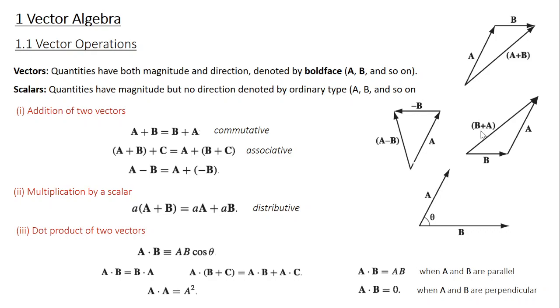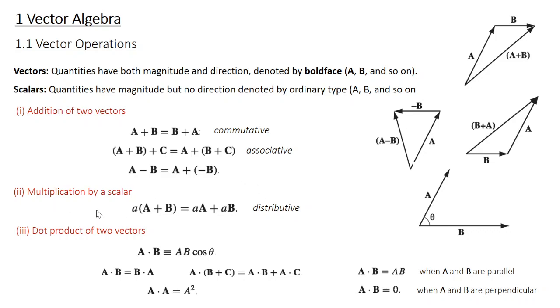Similarly, if you want to find B plus A, place the tail of vector A on the head of vector B. Now B and A are arranged in tail to head manner. Now the third side gives you B plus A. A plus B is the same as B plus A. This is known as the commutative property. A plus (B plus C) is equal to (A plus B) plus C. This is known as the associative property. And A minus B is the same as A plus (minus B).